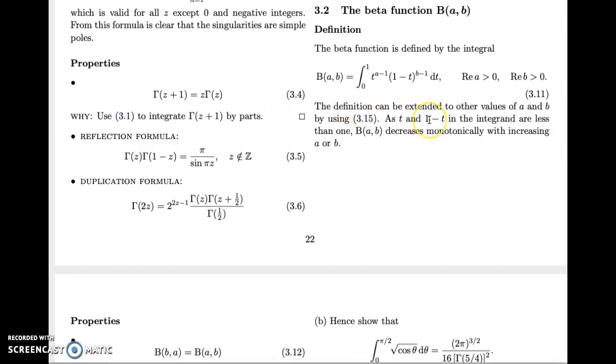So the beta function, it turns out, is closely related to the gamma function. It's not obvious from the definition, but we'll see a bit later why. Again, this integral only exists for real a and real b greater than 0, but it can be defined for other values of a and b using a formula we'll come to shortly.